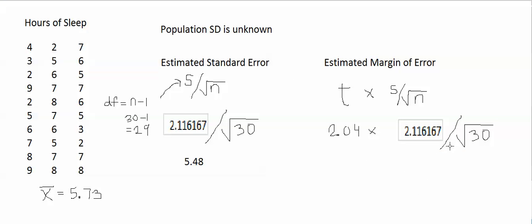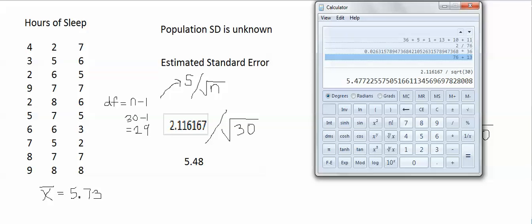We already know that this part equals 5.48, roughly. So we could just carry this over here, but maybe if we want to be a little bit more accurate, we could actually put the whole number in here, or at least a few more digits. So maybe we'll put 5.4772.